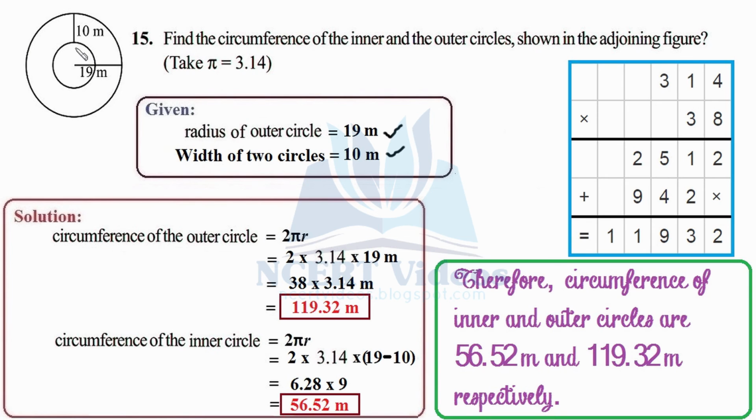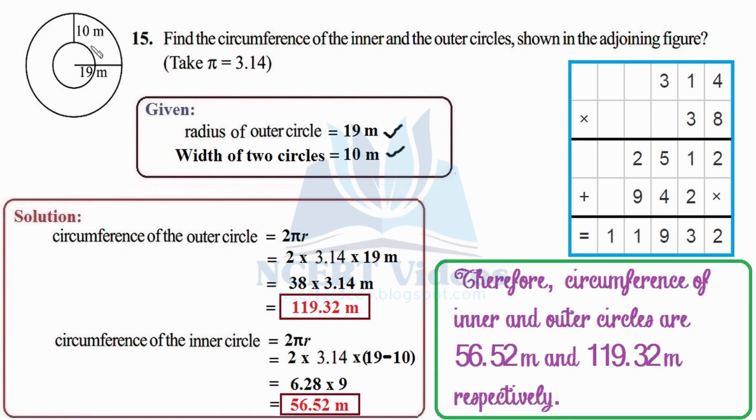Now we have to find the circumference of the inner circle. That will be again 2 pi r, but we have to find the value of r. So 2 into pi as it is, into the radius. How to find the radius? Well, observe it here very carefully. The complete radius of this greater circle is 19 meter and this length is 10 meter.